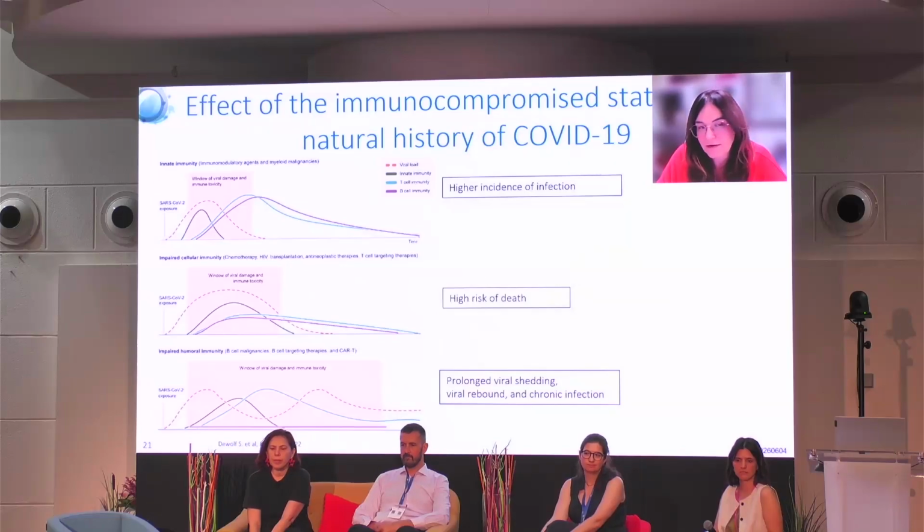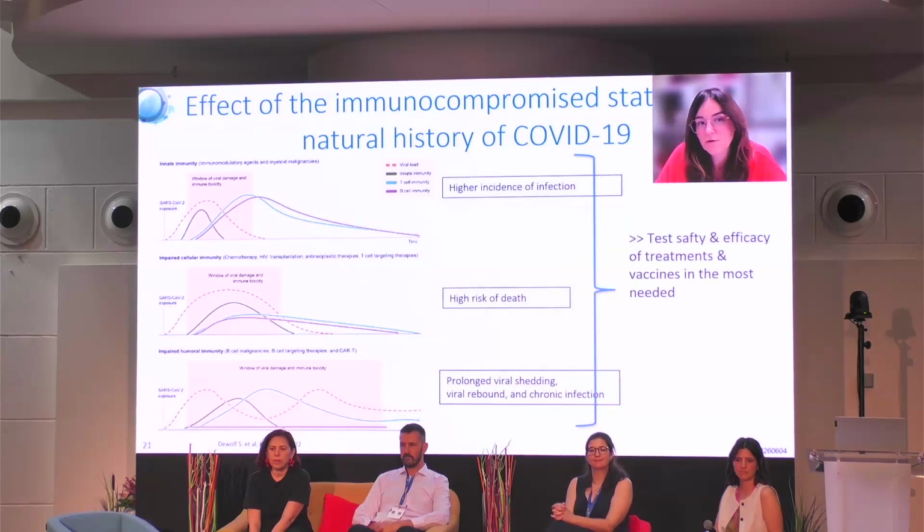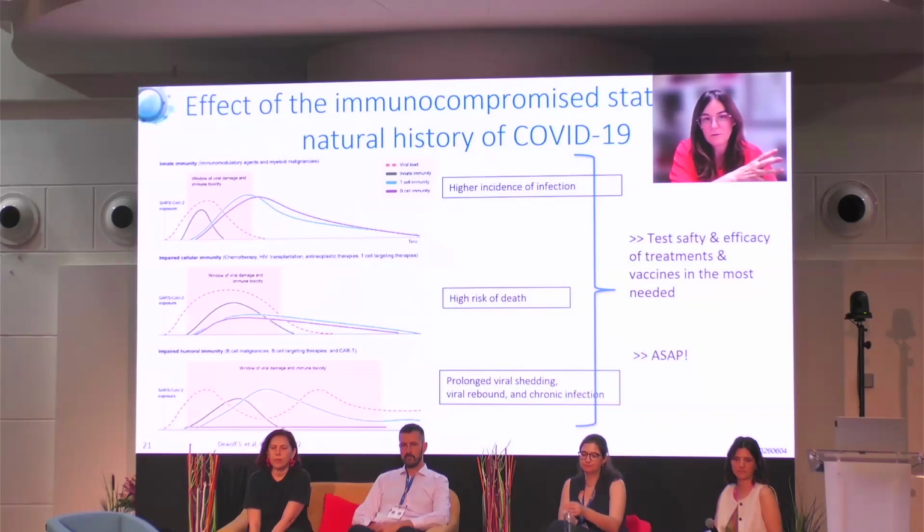So definitely there was a clear gap: we had to test the safety and the efficacy of treatments and vaccines in those most in need, as soon as possible. As Charlotte was mentioning before, sometimes all the vaccine development is first done in healthy individuals and then rolled over to the immunocompromised.